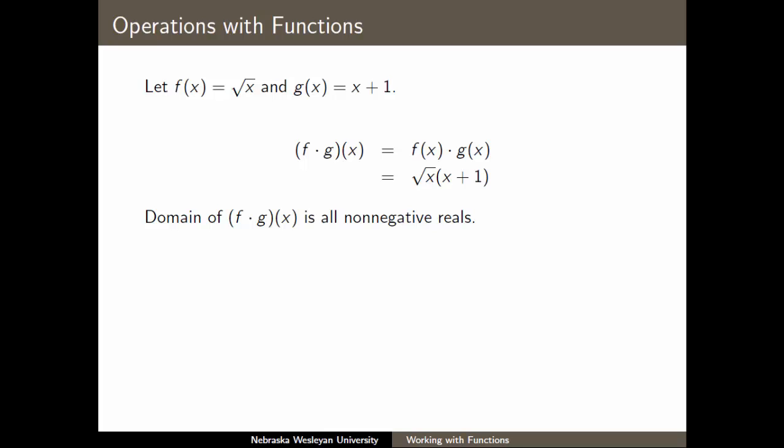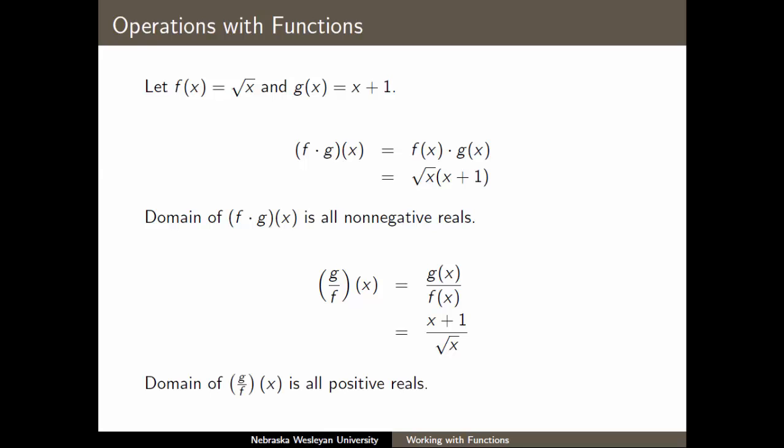Even though the domain of g of x by itself would be all real numbers, the domain of f of x restricts the domain of this new product. We can't evaluate f times g at something like -1, because even though -1 plus 1 makes sense, the square root of -1 would not make sense, and that makes the entire expression worthless. If instead we wanted to look at g divided by f, the definition of that is g of x divided by f of x. So we would substitute the definition of g of x and the definition of f of x in the appropriate places.